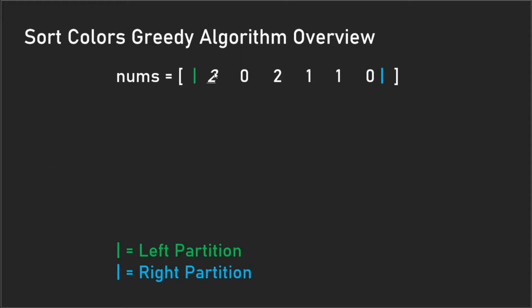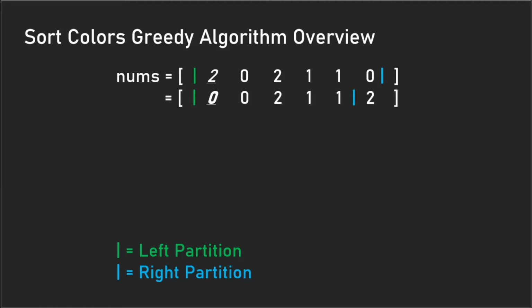We first start off with this first element, which is 2, and since it's a 2, we know it has to go to the right partition. So what we want to do is swap the 2 with the 0 here, and then move our right partition inwards. Our right partition is going to keep shifting towards the left hand side, and our left partition is going to shift to the right hand side. And you'll see what I mean going on here.